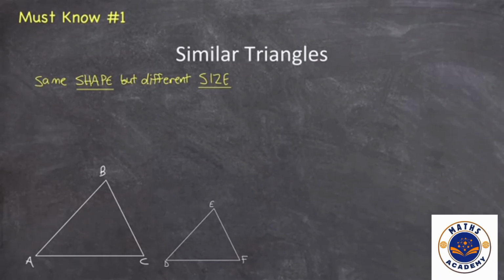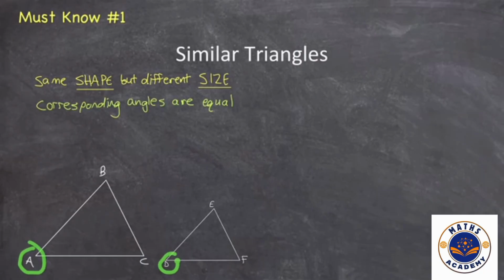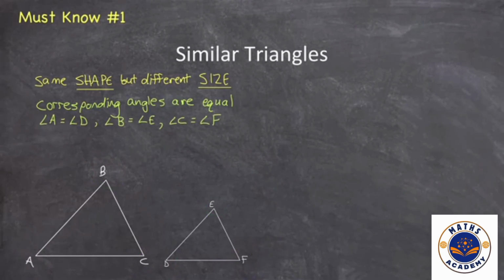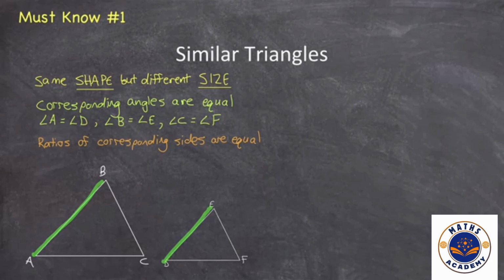And similar triangles have two very important properties. Their pairs of corresponding angles are equal. So in these two triangles, you can see that angle A and D are equal to each other, B and E are equal, and C and F are equal. The other important property is that ratios of corresponding sides are also equal. So the ratio of side AB to side DE would be equal to the ratio of side AC to DF, which would be equal to the ratio of side BC to EF.